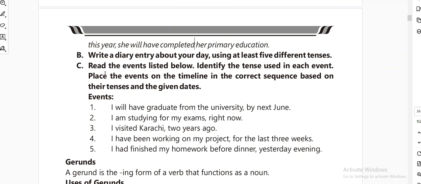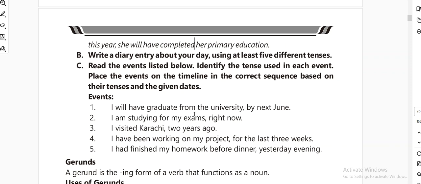Question number C. Read the events listed below. Identify the tense used in each event. Place the events on the timeline in the correct sequence based on their tenses and the given dates. Okay, what are the events? First we will read all the sentences, then we will categorize in which tense they are falling, and we will also make the correct sequence.